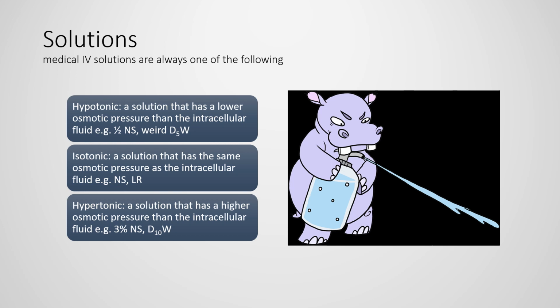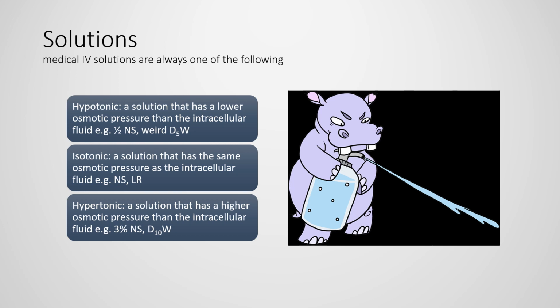Isotonic solutions mean that the osmotic pressure of these solutions is very similar to the intracellular compartment. So there won't be the same fluid shifts from the IV fluid solution that's being given into the intracellular compartment. An example of these would be 0.9% normal saline or lactated Ringer's.